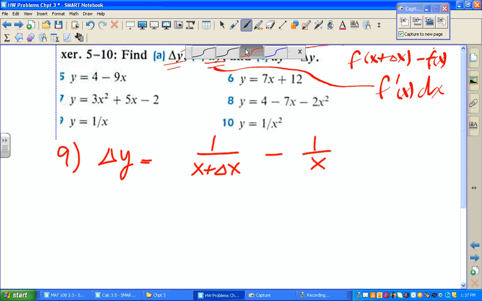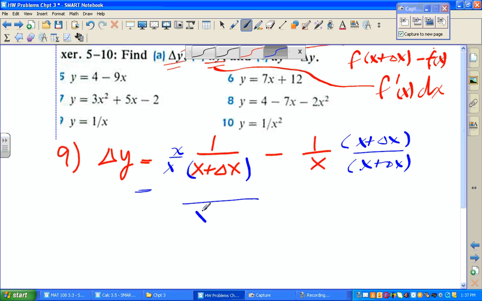Then you have to get a common denominator. This is why you did all the trig identities, was how to work on one side of the equal sign. You're just going to multiply that one by x over x. I don't really do this stuff a whole lot during the year. This is like a 1 week a year thing. So my denominator is going to be x plus delta x. My numerator would be x minus (x plus delta x), which would equal negative delta x over x plus delta x.